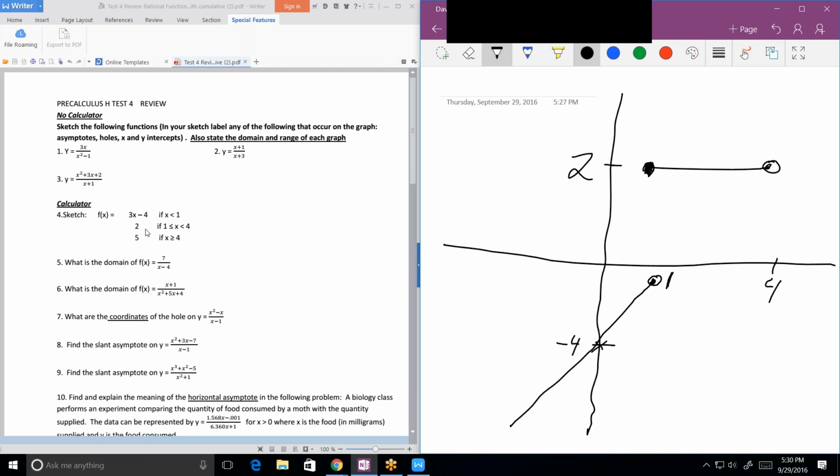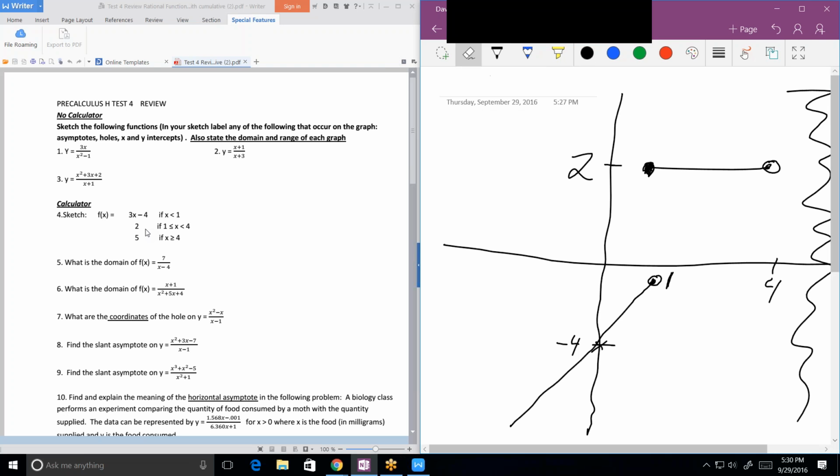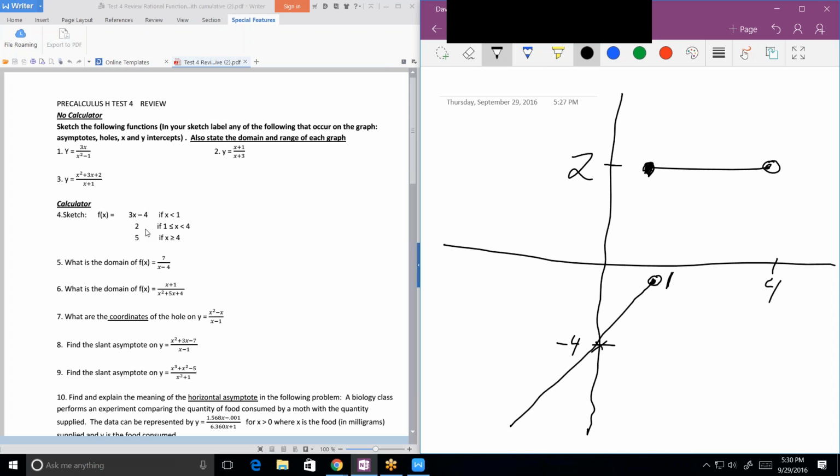And then finally, the last part of the domain is everything to the right of that. And that's just 5. Correct. And it's closed right there, and that goes on to infinity. So that's how you do piecewise functions.